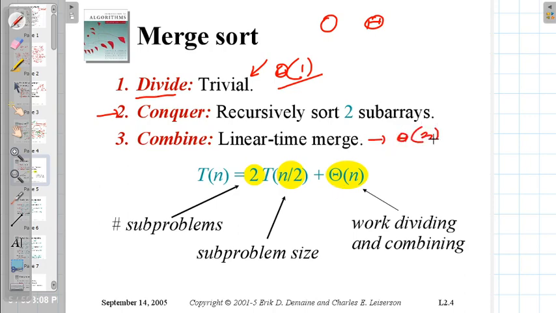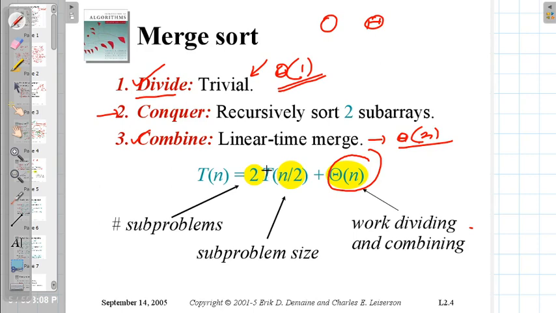So this combine operation and the divide operation, side by side, how much cost will they take? That is the work of dividing and combining. This is theta n, and maybe this is theta 1. So theta n plus theta 1 is again theta n. So divide and combining will take theta n. And then recursively we have to sort two subarrays.